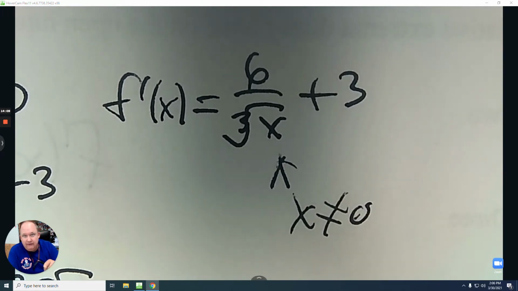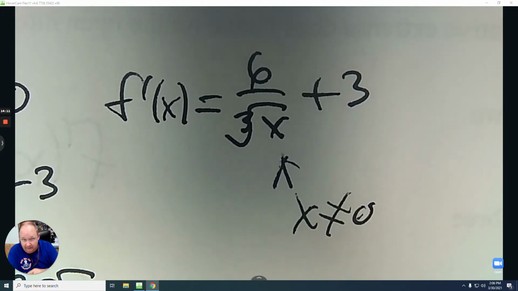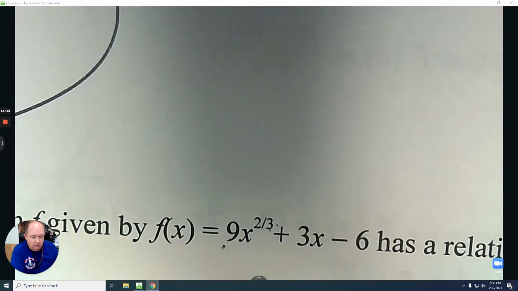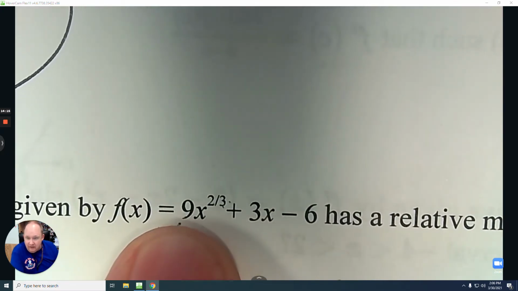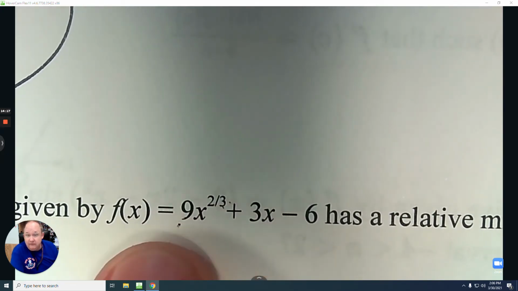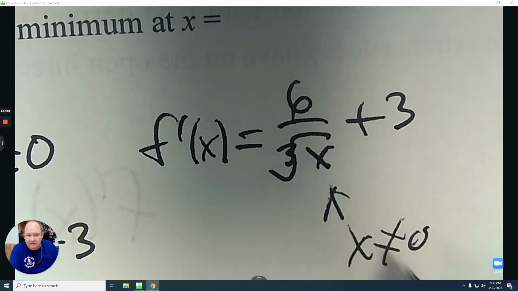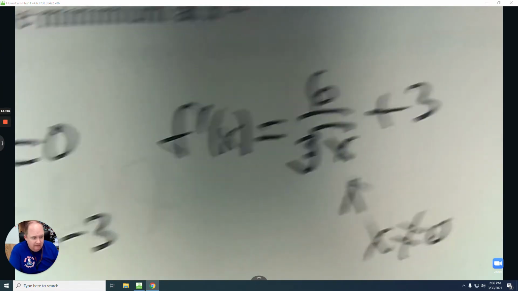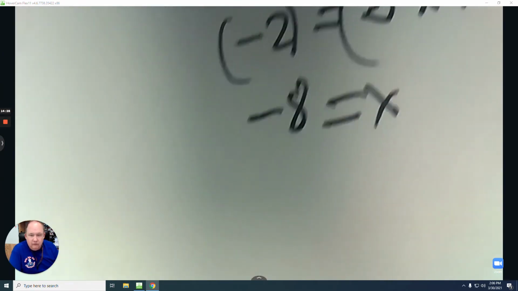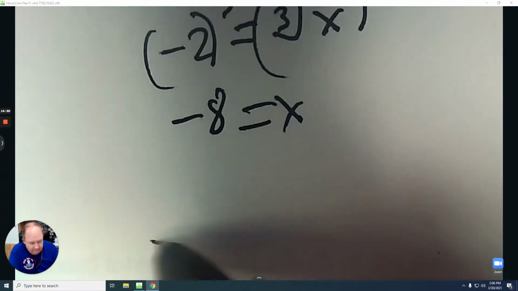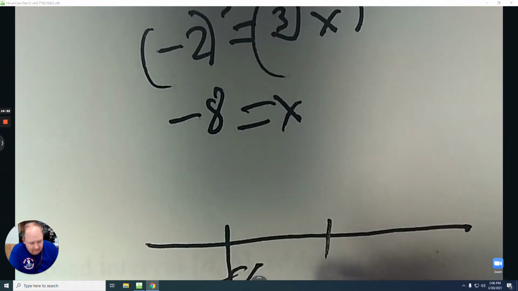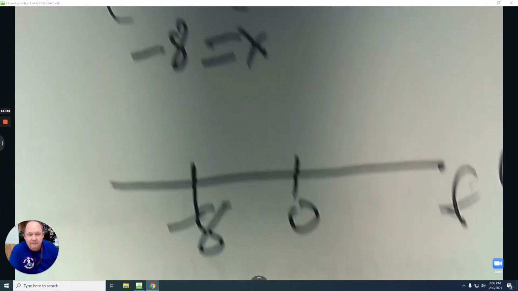So if there's a place where the derivative is undefined, and if I look at the actual question at the beginning, that is not a domain restriction. In fact, this has no domain restriction. So 0 is okay for the function, but the derivative, it's undefined at 0. We need to include it in terms of our critical numbers. So we have two critical numbers to look at. So we have negative 8 and we have 0 to look at in terms of that.